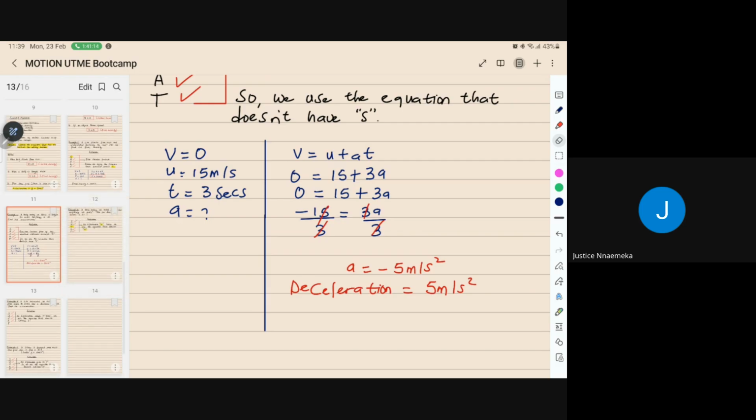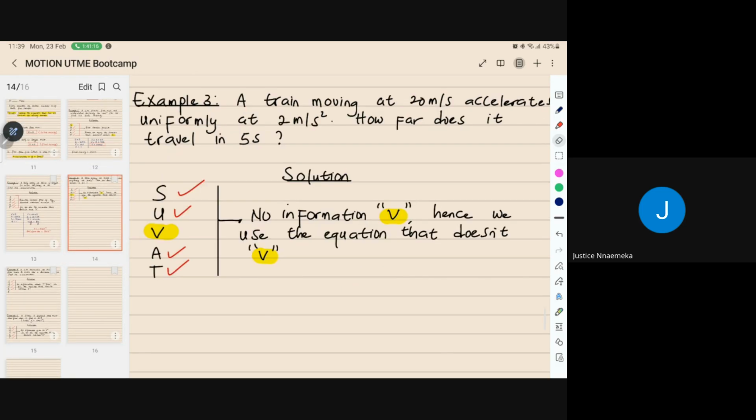So the next one, example number 3, it says that a train moving at 20 meters per second accelerates uniformly at 2 meters per second. How far does it travel in 5 seconds?